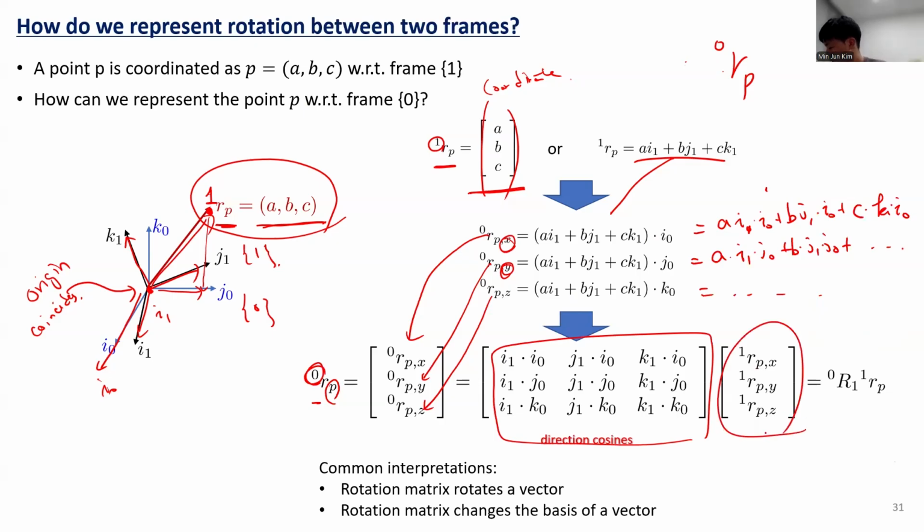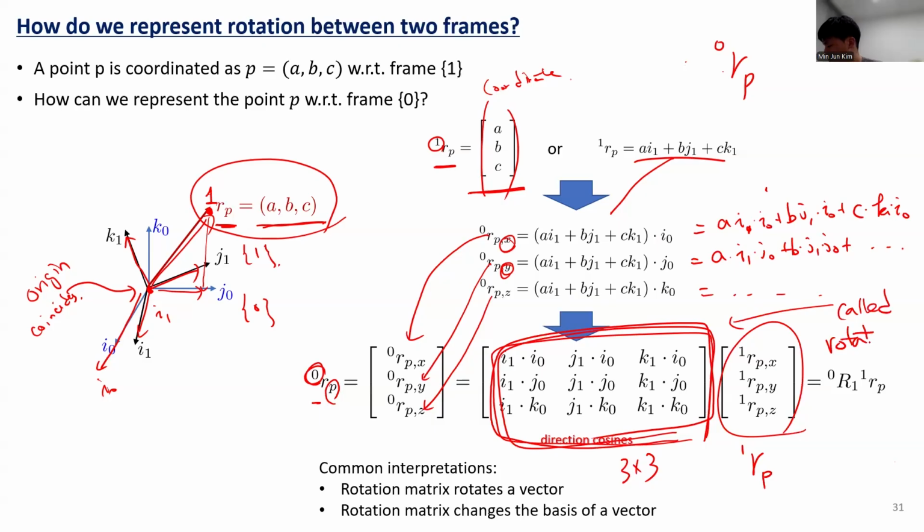So this is nothing but a vector pointing P with respect to frame 1. And that's a bunch of dot products, which is a 3 by 3 matrix. And this matrix is called a rotation matrix. And we give it a number, rotation from frame 0 to the first frame, okay? And this vector is nothing but 1RP.